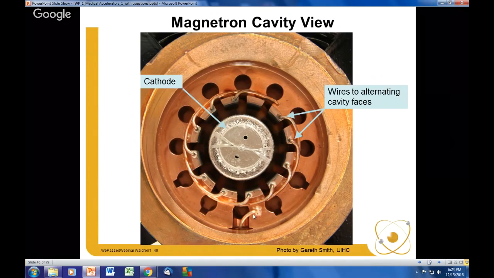Here's one of those wires going out to the dipole antenna, and we can see that alternating cavity faces are wired together. So that wire goes out to here to one side of the dipole antenna, and then the other ones, they all go to the other side. There's two sides to this. So the opposite side of this structure also has wires going out.